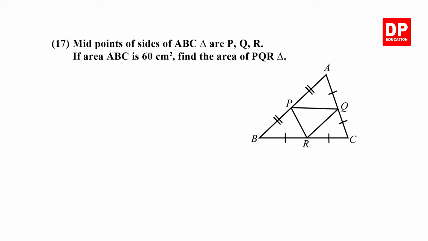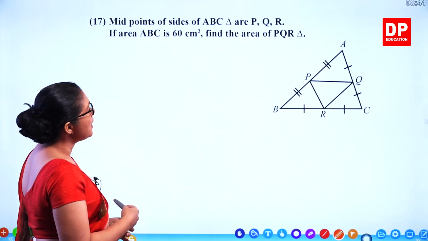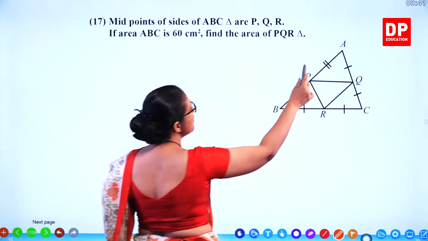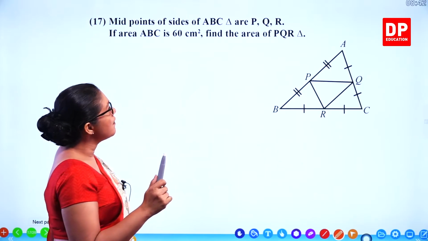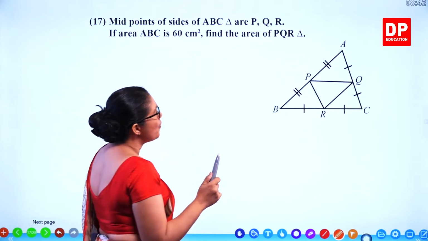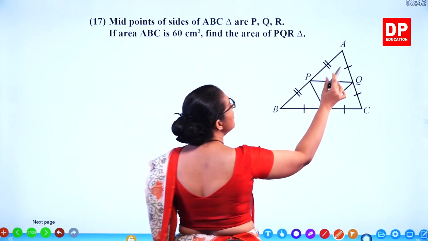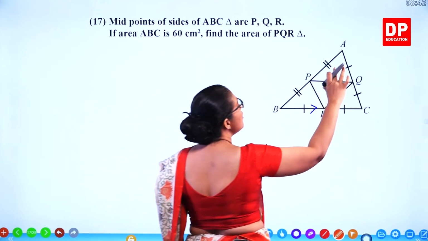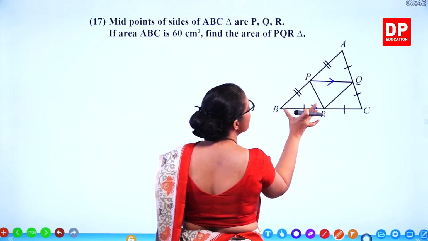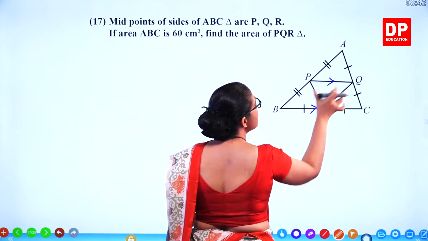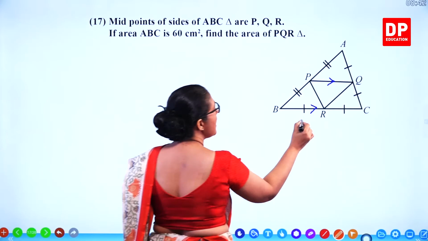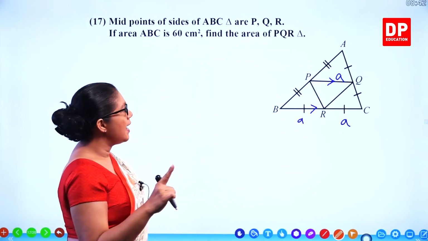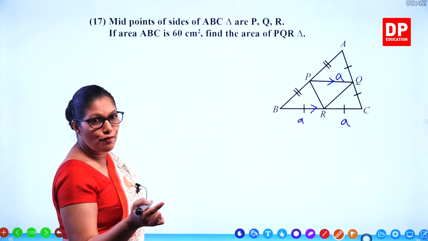Question number 17. Midpoints of the sides of triangle ABC are P, Q, R respectively. If the area of ABC, this full area, is 60 square centimeters, find the area of PQR. What can you say about this? According to the midpoint theorem, these are equal. And this length is the same as this length, because this one is double this one. So if this is A and this is A, PQ becomes A and BC becomes 2A, double of that.